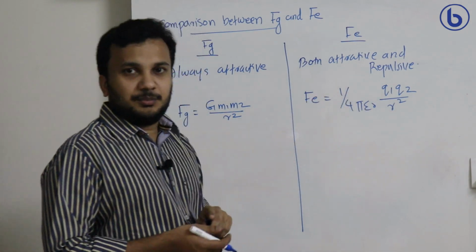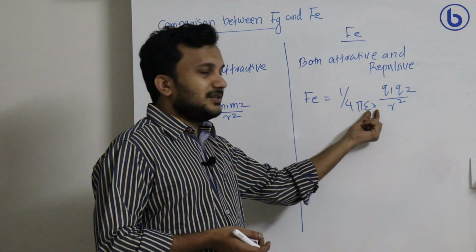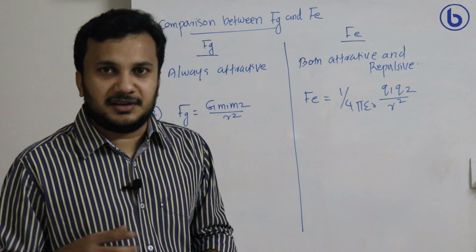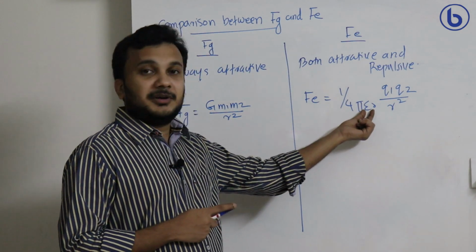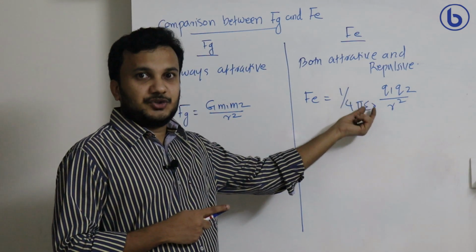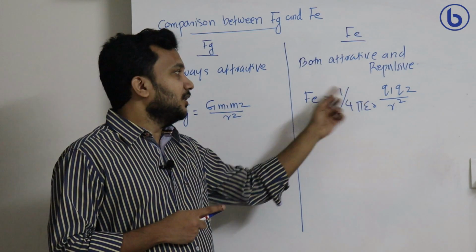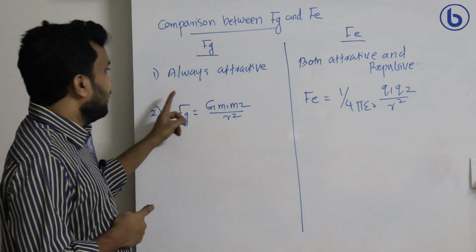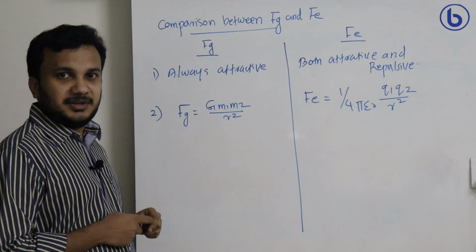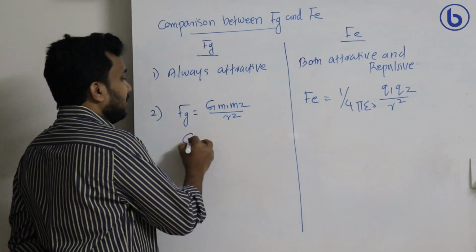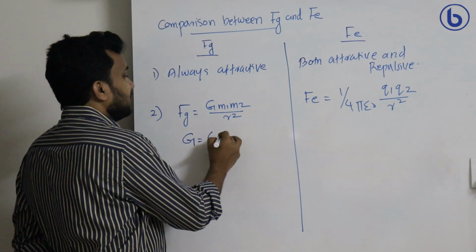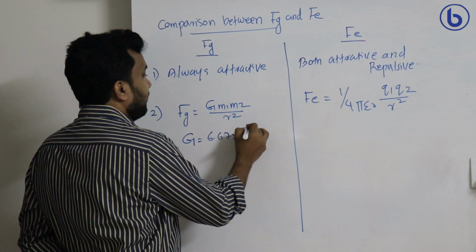Additionally, I mentioned epsilon 0. What is epsilon 0 called? Epsilon is called permittivity. Epsilon 0 is the permittivity of free space, where free space is a medium. So this electrical force is medium dependent. Here there are medium dependent quantities. What is the value of G? It is 6.67 into 10 power of minus 11.